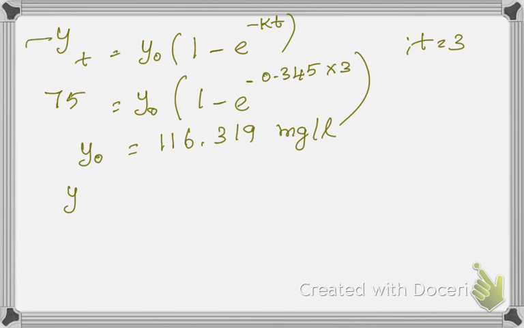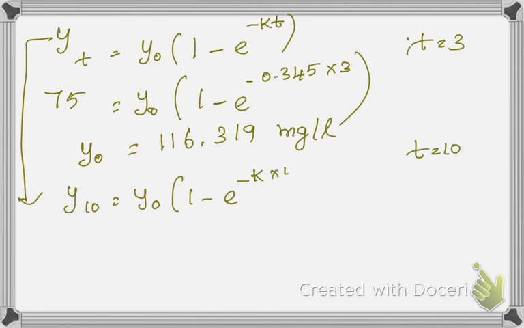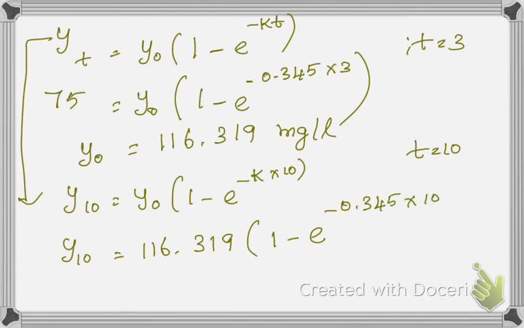Okay, and the same way I have to get the value of Y10 using the same formula. Instead of t, I have to write 10. So Y10 is equal to Y0 into 1 minus e power minus k into 10. So Y10 is equal to 116.319 into 1 minus e power minus 0.345 into 10. So my Y10 value will be 112.626 milligram per liter.